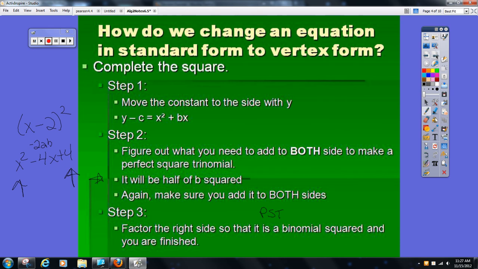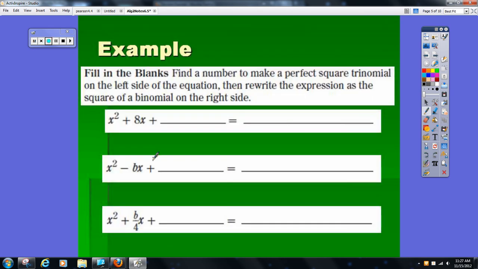This is going to make so much more sense when we do an example, so let's go ahead and jump right into an example here. x squared plus 8x. We're going to just work on the perfect square trinomial thing. We're going to figure out what I need to add and how I can factor it. What I need to add here, I'm going to take half of 8. Half of 8 is 4. 4 squared is 16. 16 is what I need to add. I can now factor this. This is x plus 4 quantity squared.